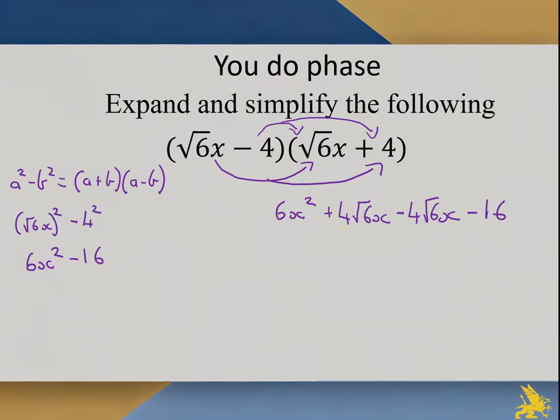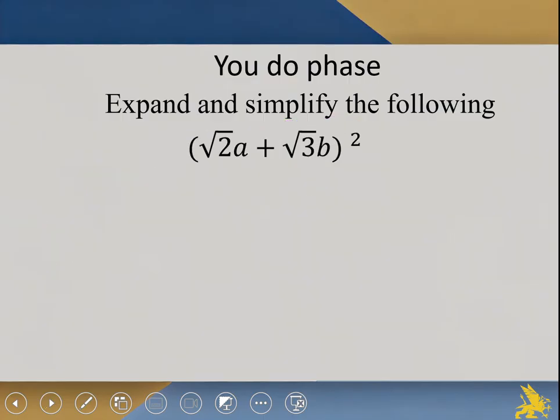In this middle part here, one's positive, one's negative, it's the same term, otherwise it cancels out. And that leaves me with 6x squared take away 16, which is identical to what we just had. Okay, now we are moving on.